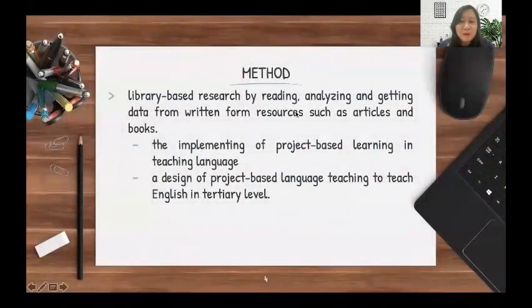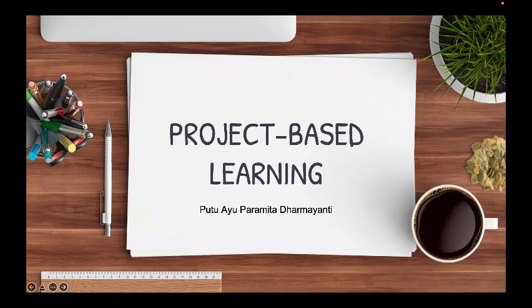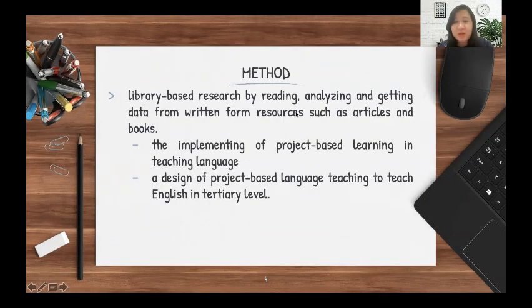Well, what I present today is based on library-based research, by reading, analyzing, and getting data from written forms, such as articles and books, to find out the implementation of project-based learning in teaching language and to design project-based language teaching activities or steps to teach English at tertiary level.